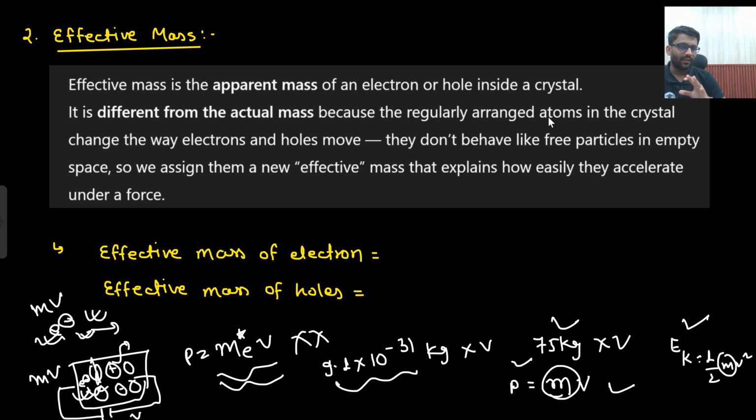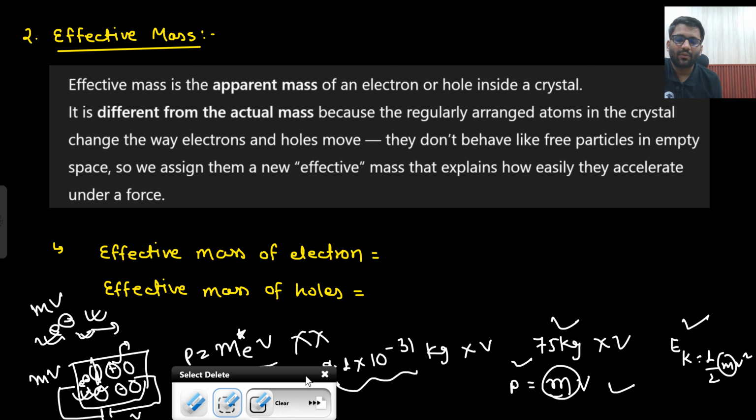Electron moving in free space and electron moving inside a crystal are different things. If both are moving with the velocity of v, still the momentum will be different. All good, all fine. That's why we introduce the concept of effective mass.